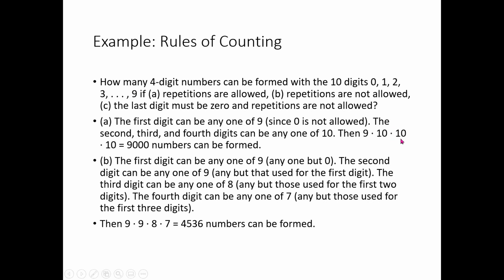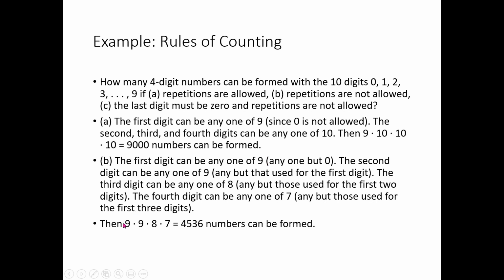Similarly for the third slot I can again use any of these 10, and then for the fourth slot I can use any of these 10, because in part A it says that repetitions are allowed. So 9,000 different numbers can be formed. But in part B it says that repetitions are not allowed. So if repetitions are not allowed, even in that scenario the first digit can be any of these numbers but not 0. So there are 9 possibilities for the first slot.